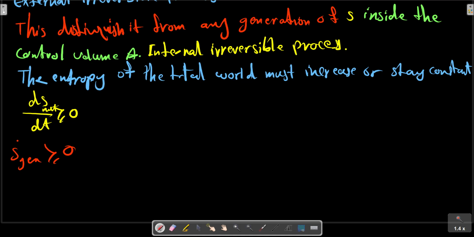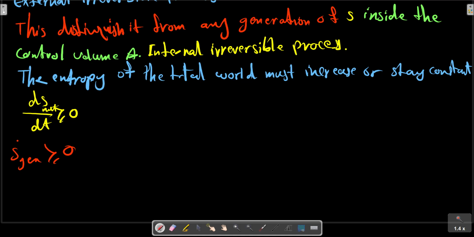We use this equation, generation greater than or equal to 0, to check any particular process for a possible violation of the second law. There are situations in which we can calculate the entropy generation directly. However, in many cases it is necessary to calculate the entropy change of the control volume and surroundings separately and then add them together to see if these equations are satisfied.